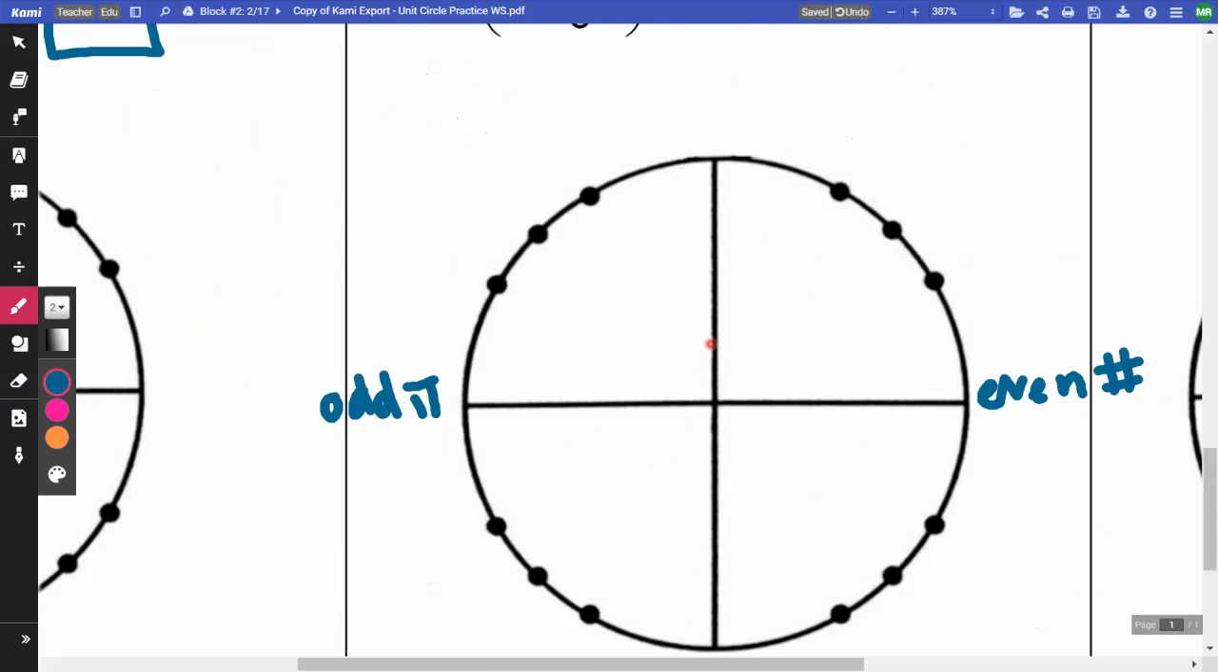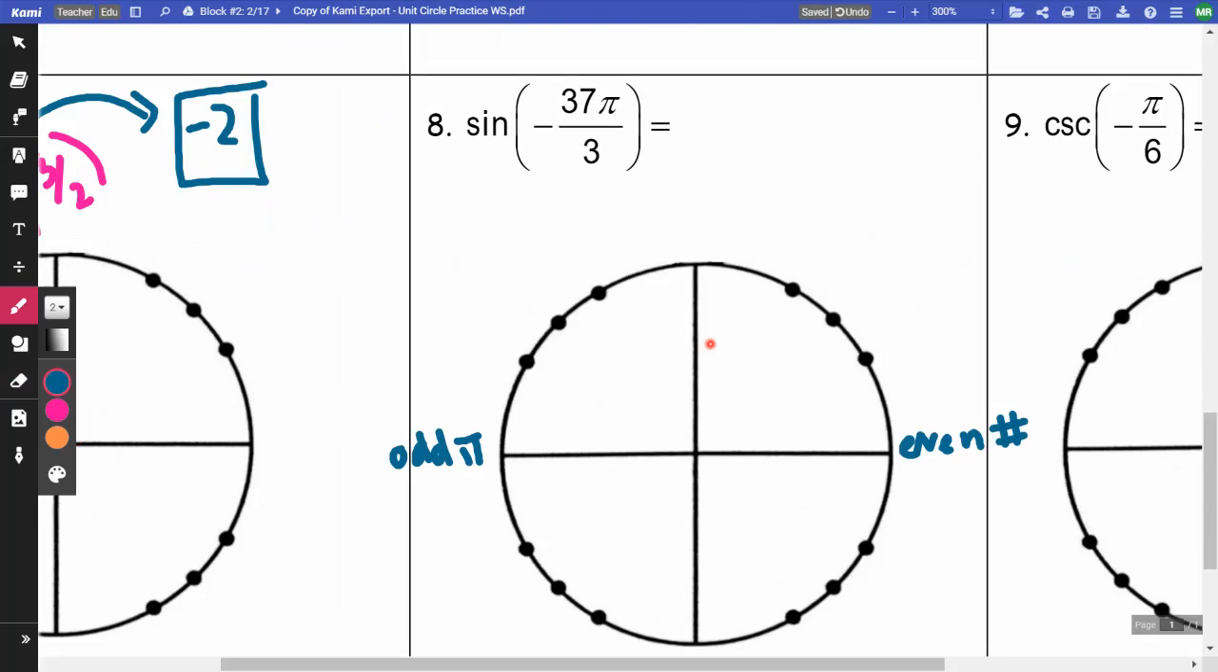Okay, now what I'm going to do, I'm trying to zoom in here. First off, this is negative, so I have to pay attention to that, but what I'm going to focus on is 37 pi thirds. So I'm going to take 3 into 37 to see what I get. It doesn't go in evenly, but 3 goes into 3 once, which is 3. Then I bring down my 7, and 3 goes into 7 twice, which is 6, and I get 1 left over. So what that means is I'm really at 12 pi and then 1/3.